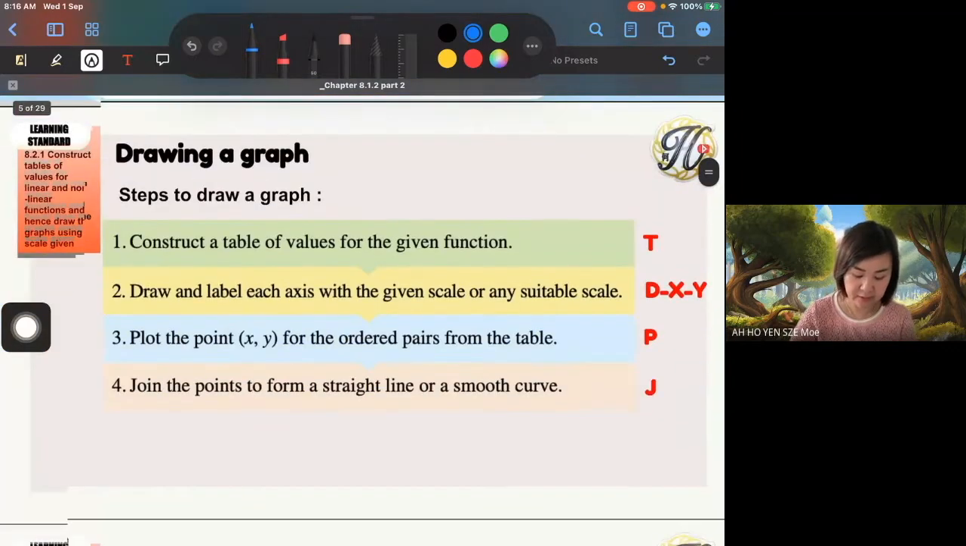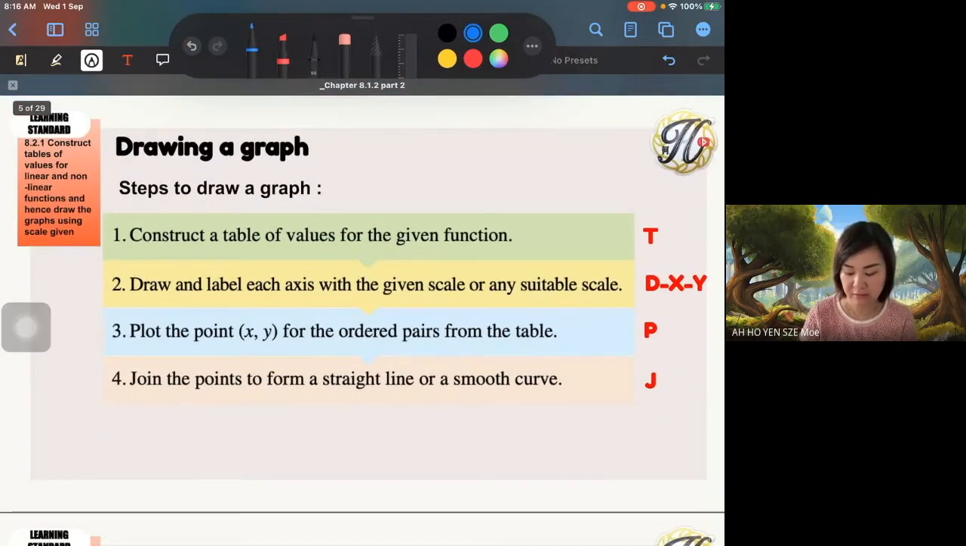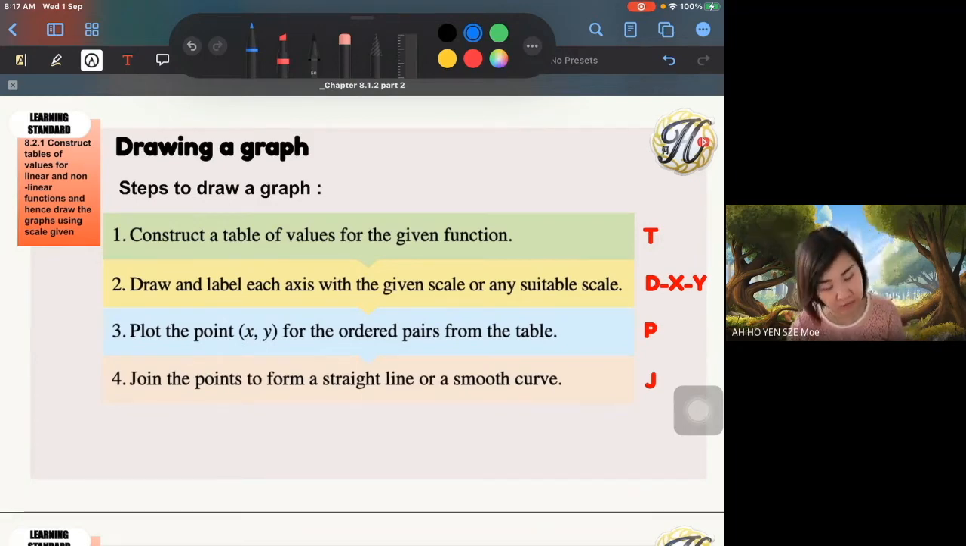Next one. Okay, rewind. The T I mentioned just now, the 4 simple steps: the T table, draw axis of x and y, plot the points, then join the line. Join the line to form either a straight line or a smooth curve. If it is linear, it is a straight line. If non-linear, then it could be a curve. The shape of the curve can be U, can be S, can be N. Later we will see different types of graph.